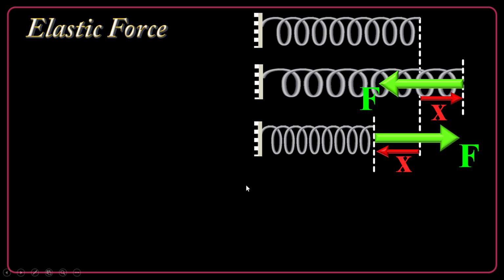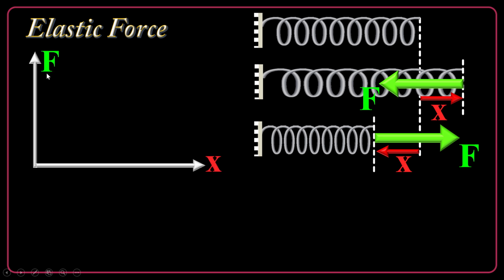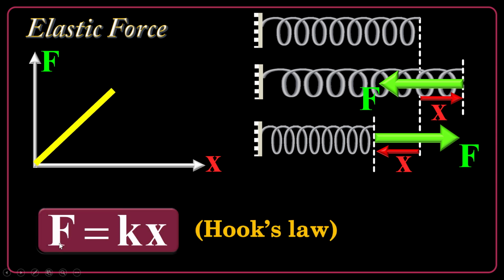At the beginning steps of deformation, the force versus x will have a linear relation like this. And Hooke's law tells us that here we have a proportionality like F equals kx. So the elastic force is proportional to deformation. k here is called the spring constant or elastic constant. And here the slope of this graph will be k.